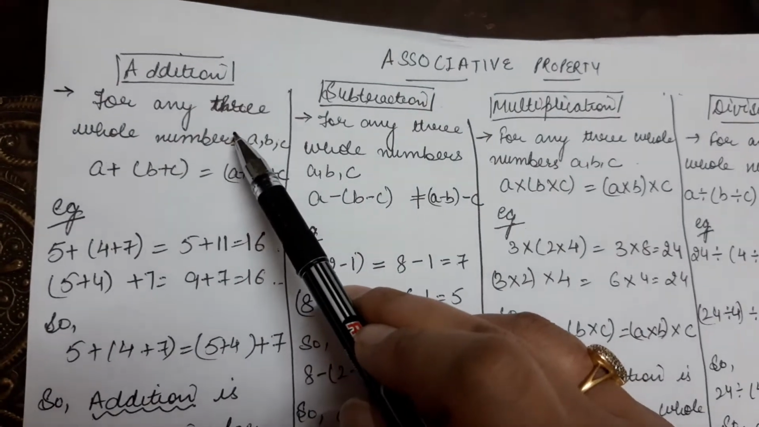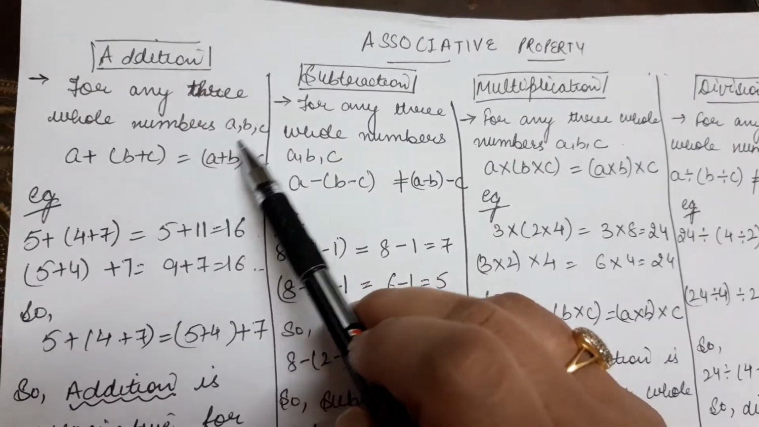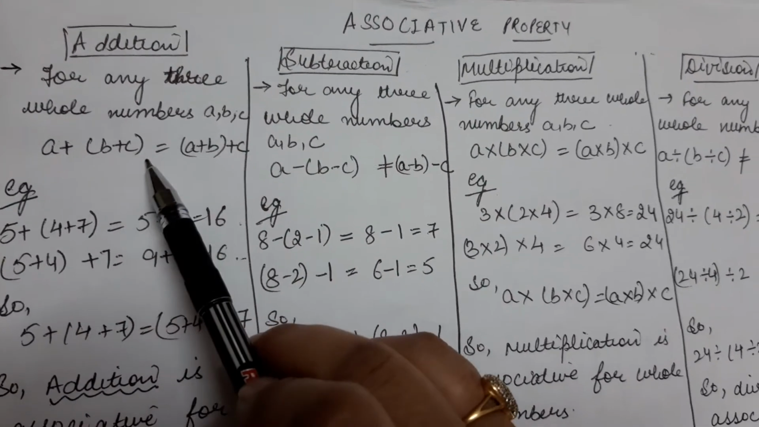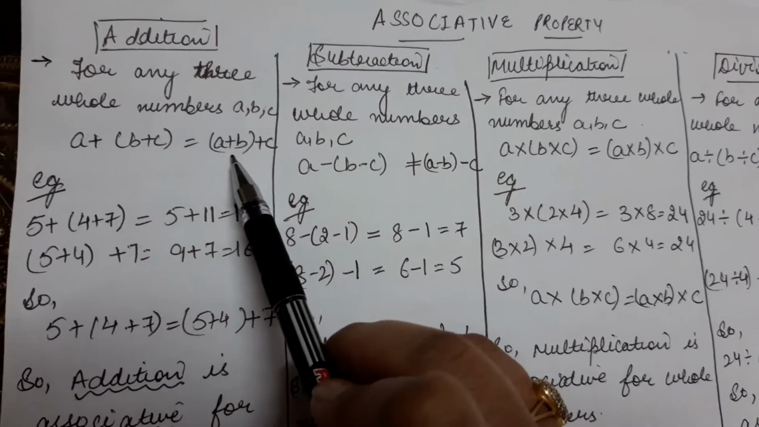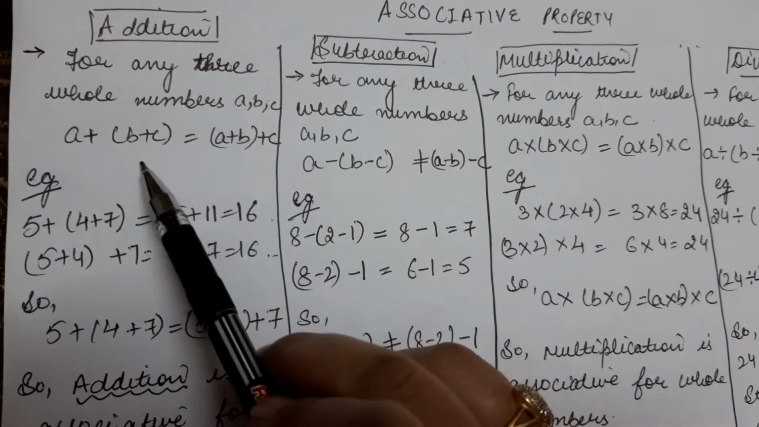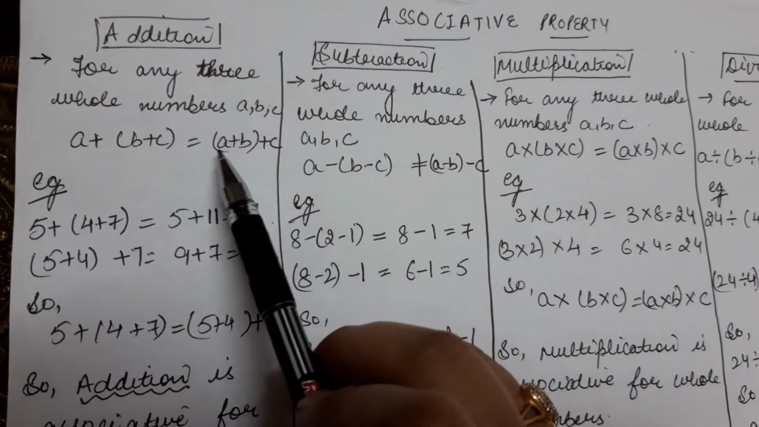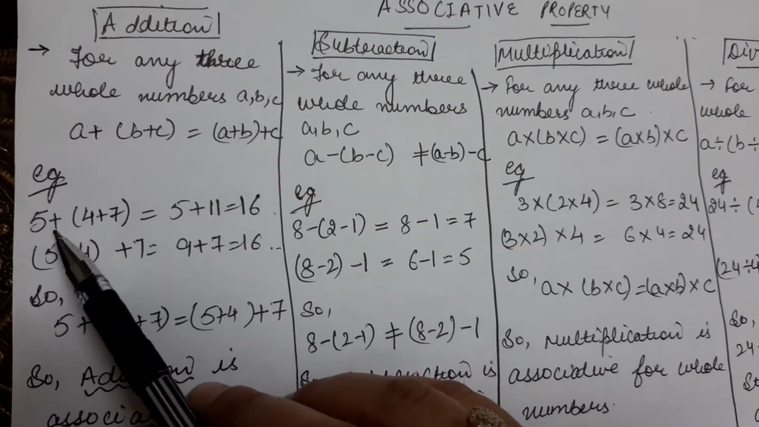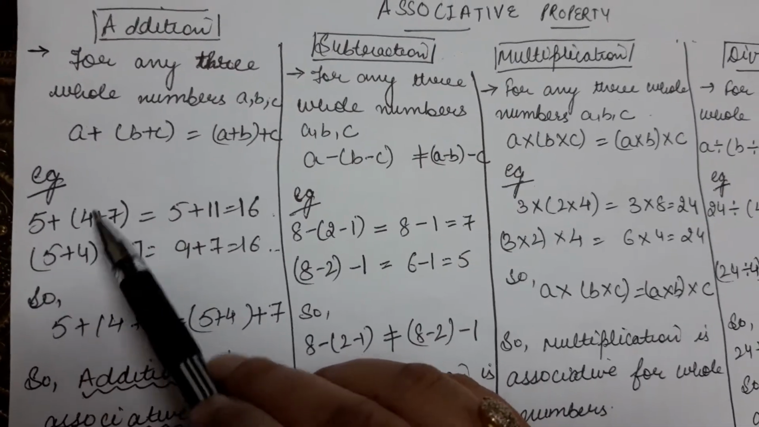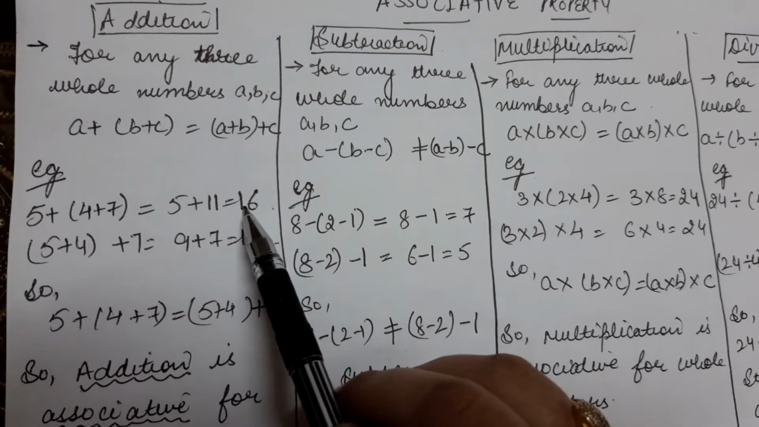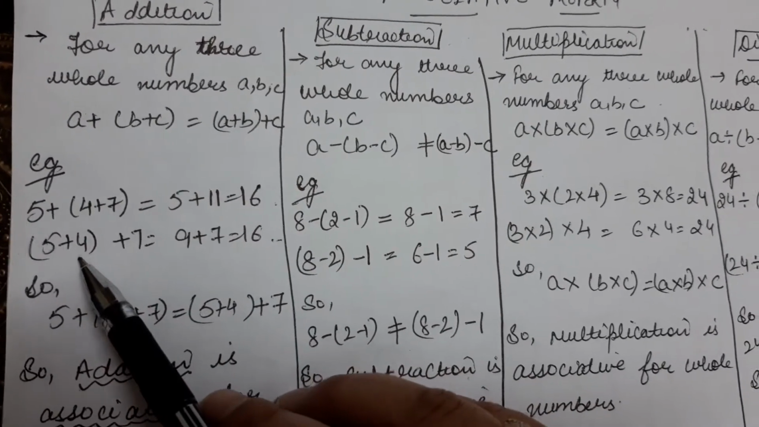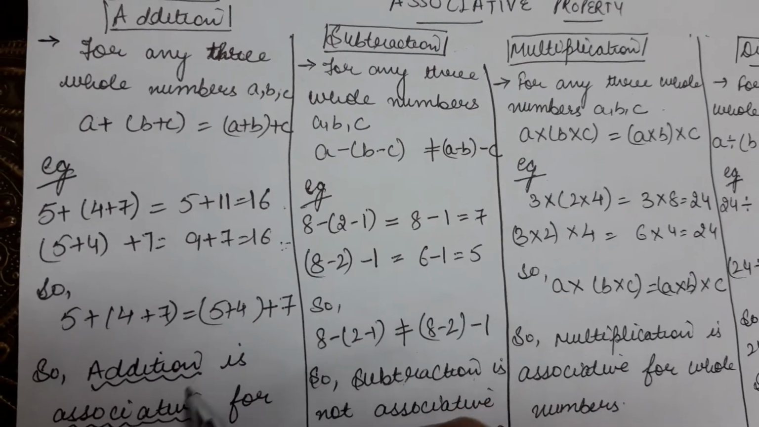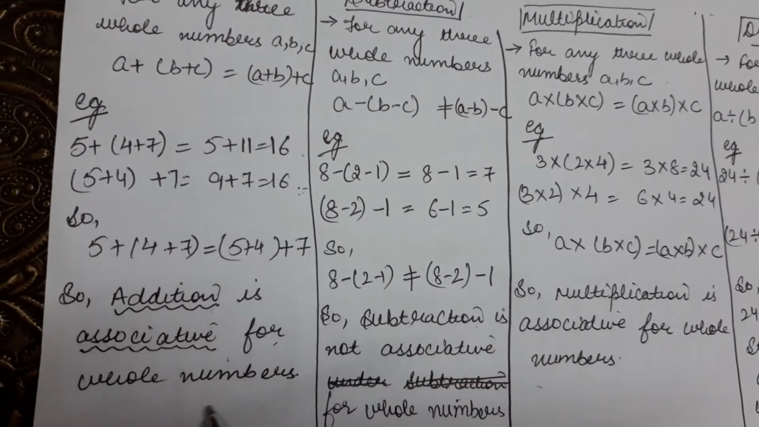Now first operation, addition. If I take any three whole numbers a, b and c, a plus (b plus c) is equal to (a plus b) plus c. Means if I change the order of my brackets, the answer remains unaltered. For example, I have taken the numbers 5, 4 and 7. So 5 plus (4 plus 7), the answer is 16. Then (5 plus 4) plus 7, answer is again 16. So I can say addition is associative for whole numbers.